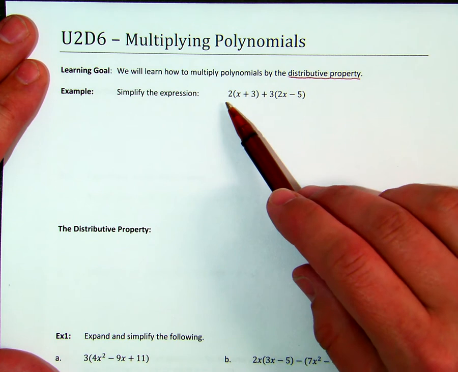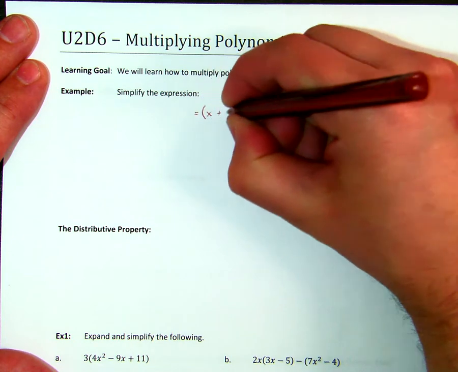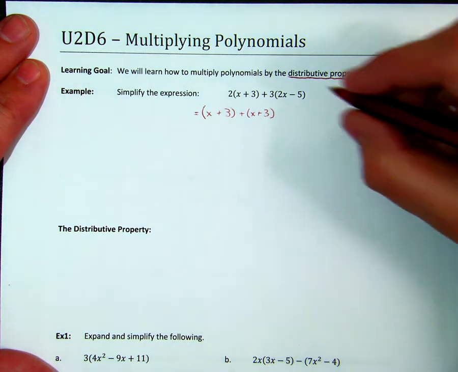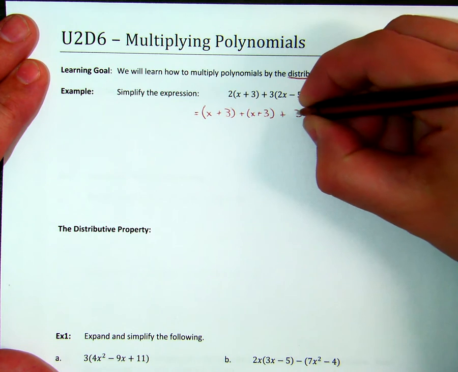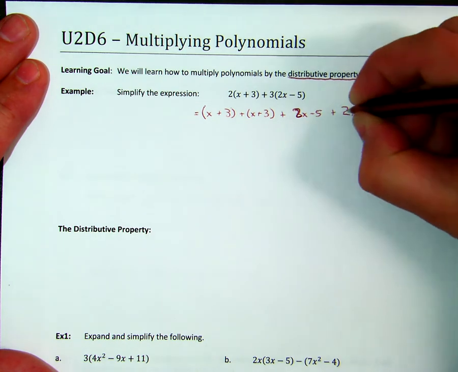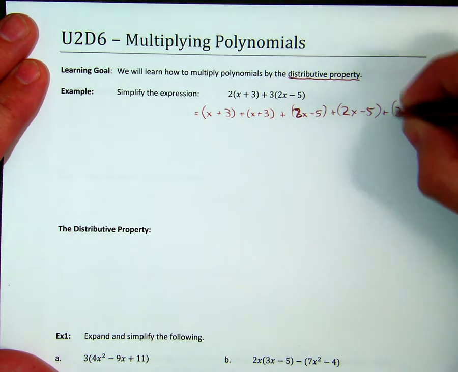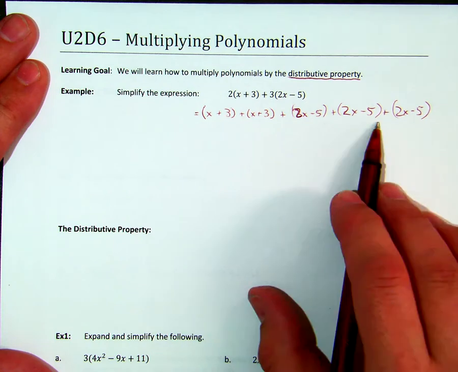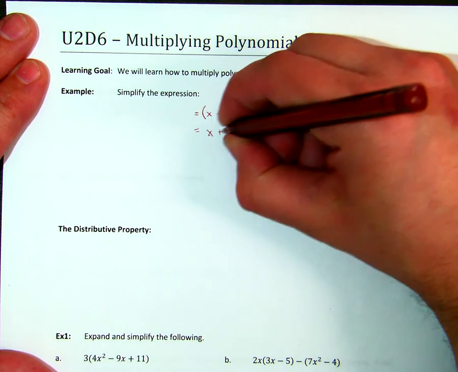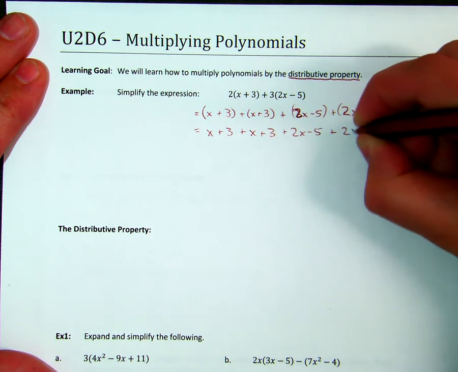For this one we've got two of these things in brackets. So I'm going to write x plus 3 twice. Then I've got 3 of the 2x minus 5s, so I'm going to add 2x minus 5 three times, and I'll put them in brackets. Because we've got adding between all of these, the brackets don't do anything. They are just there for looks. So I'm going to have x plus 3 plus x plus 3 plus 2x minus 5 plus 2x minus 5 plus 2x minus 5.